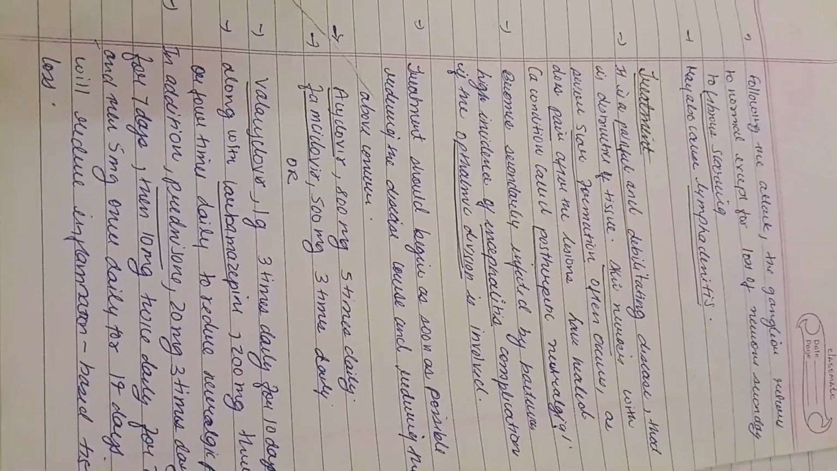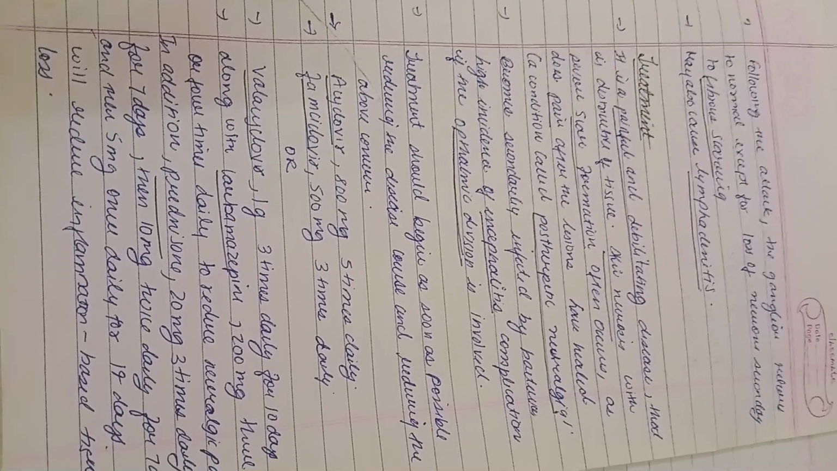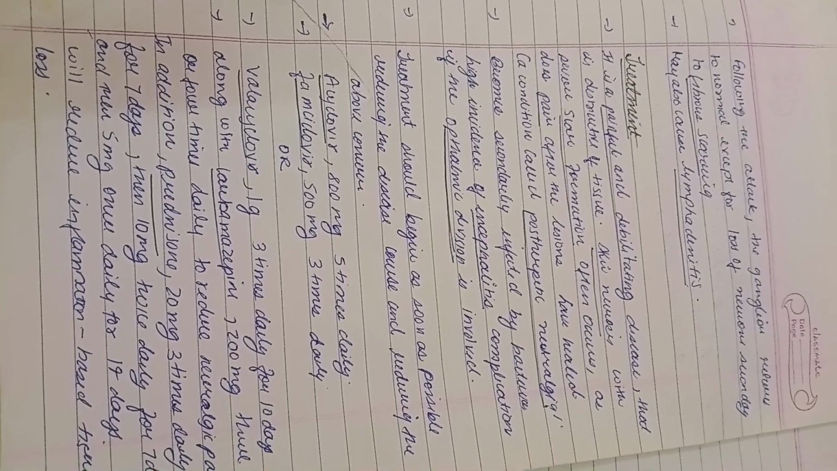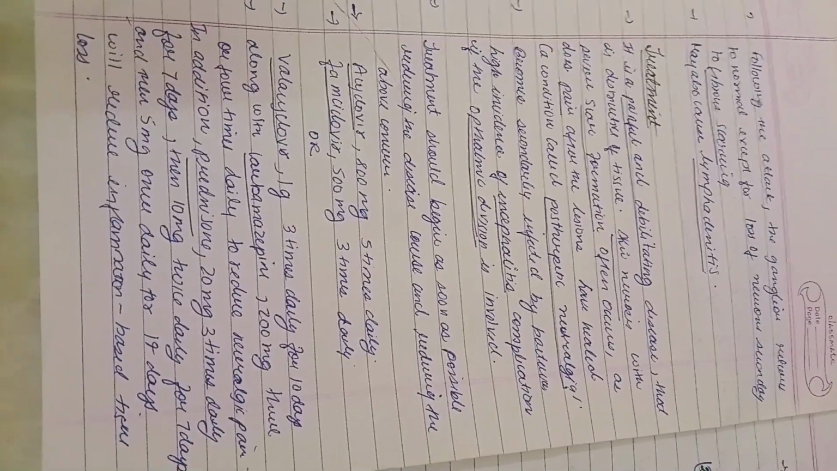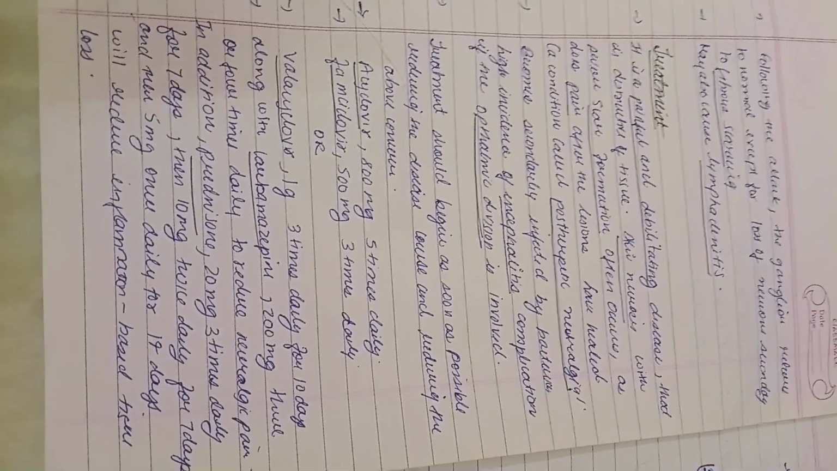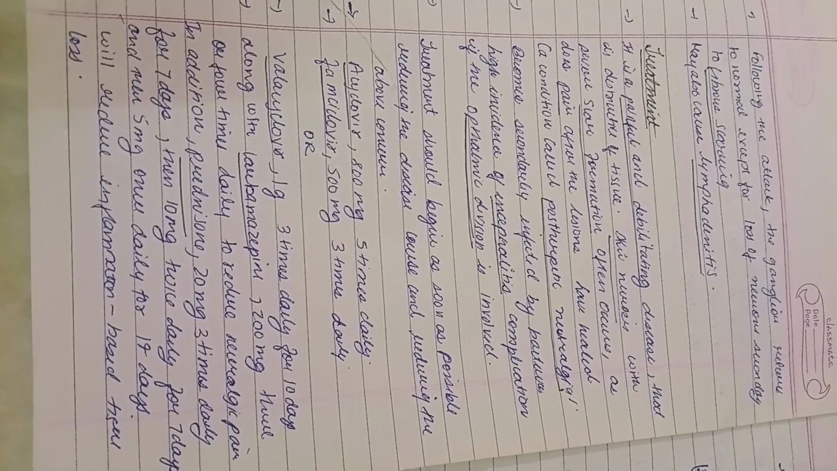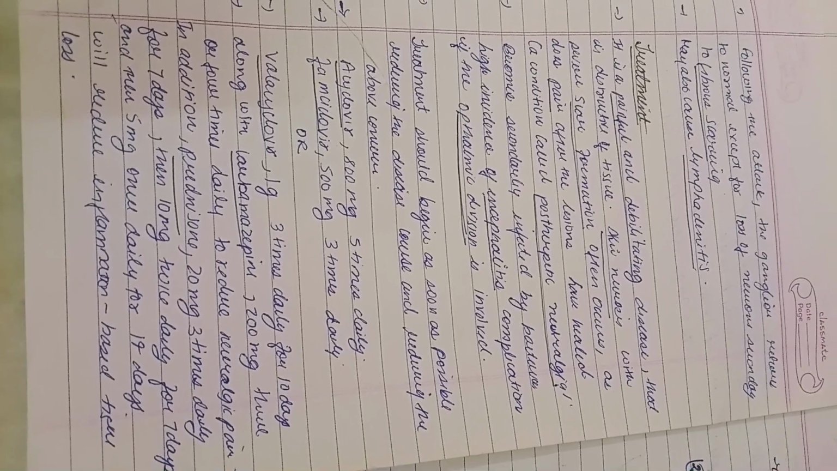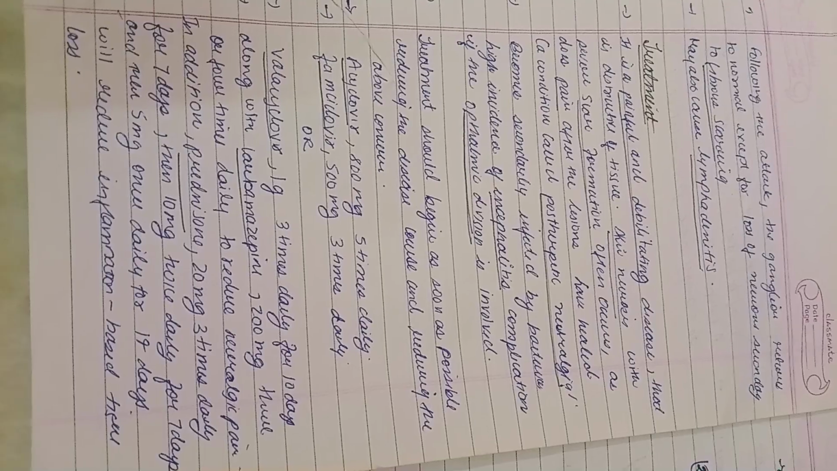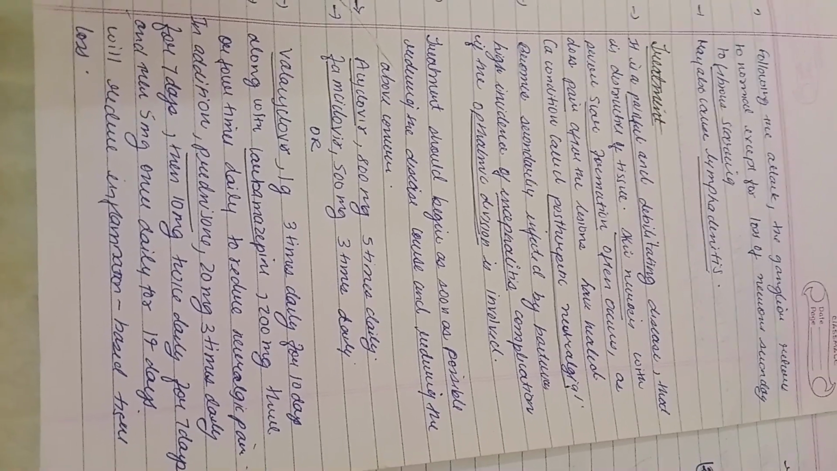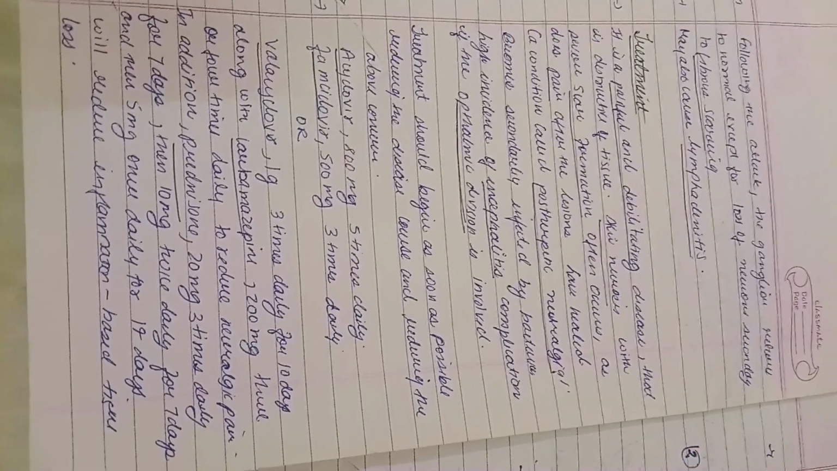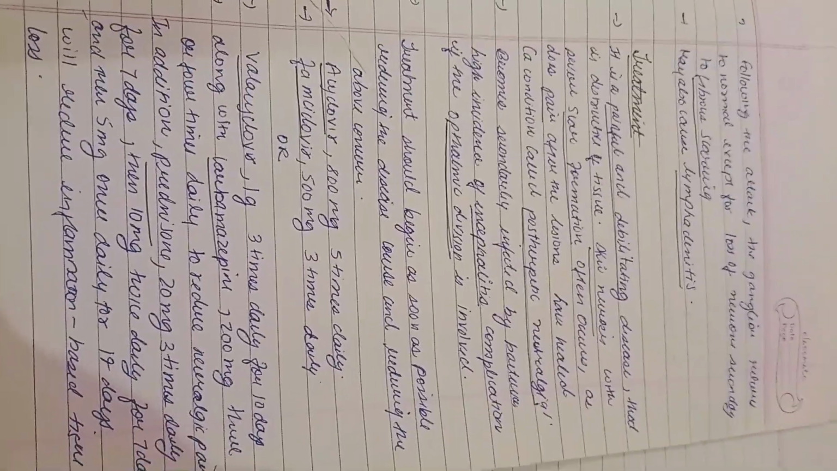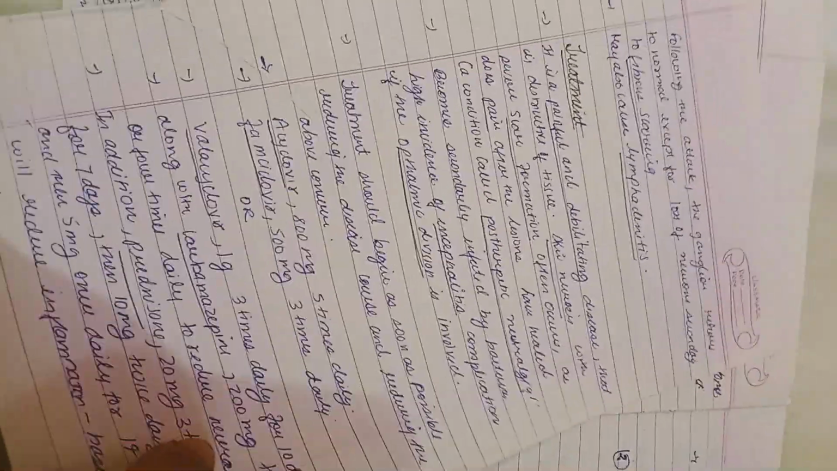The first drug is acyclovir 800 mg 5 times daily. Then famciclovir 500 mg 3 times daily, or instead of that we can give valacyclovir 1 gram 3 times daily for 10 days. Along with this we give carbamazepine 200 mg 3 or 4 times daily to reduce neuralgic pain, and in addition prednisone 20 mg 3 times daily is given for 7 days, then 10 mg twice daily for 7 days and 5 mg once daily in a tapering dose for 14 days to reduce inflammation-based tissue loss. So mostly antiviral drugs, carbamazepine and prednisolone are the drugs given in herpes zoster infection.